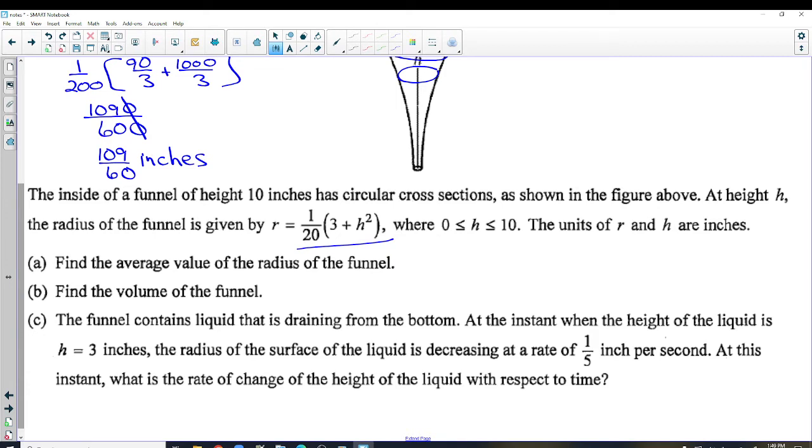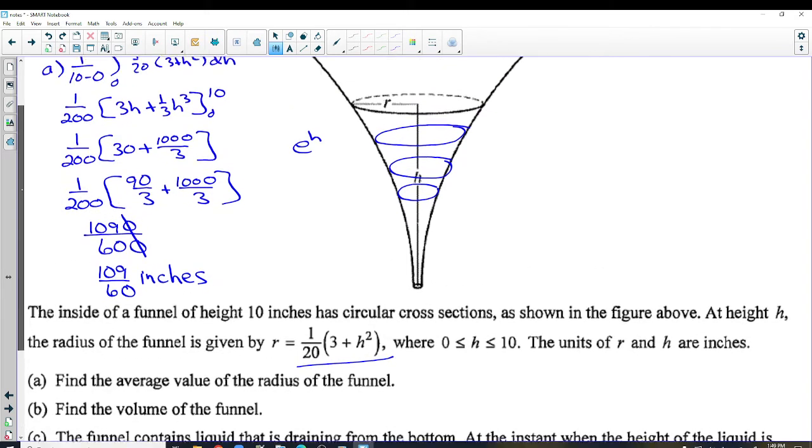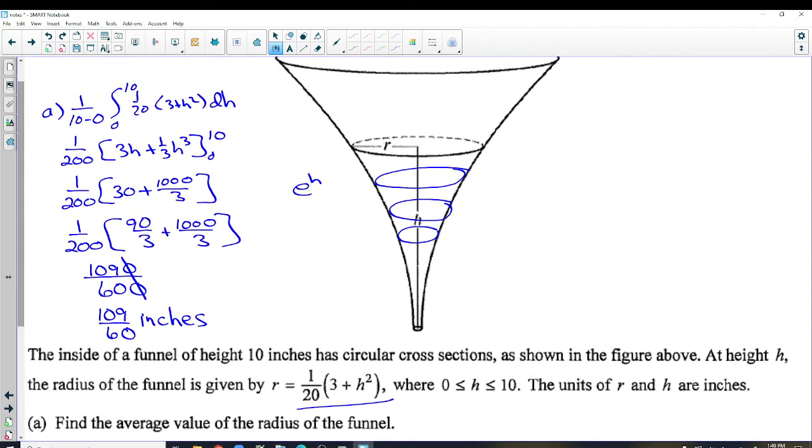This rate of change. Okay, C is a rate of change. All right. Find the volume of the funnel. I thought, well, how are we going to do this? Then I realized, well, if I took the area of that circle, area of this one, area of this one, area of this one, if we added up all the areas of all the circles, we end up getting volume.